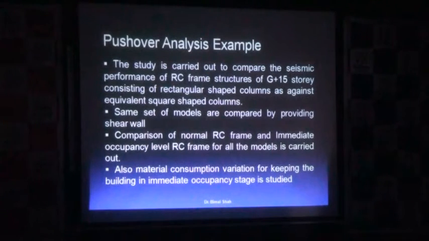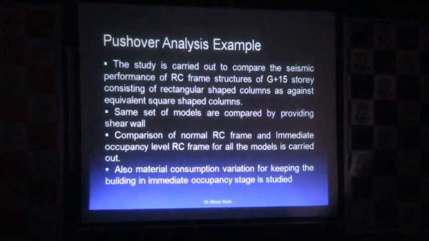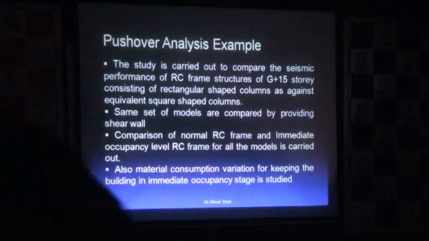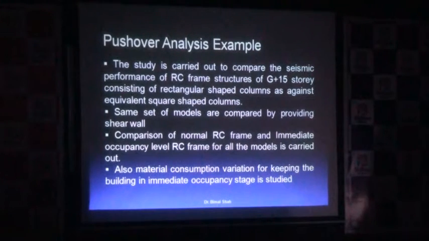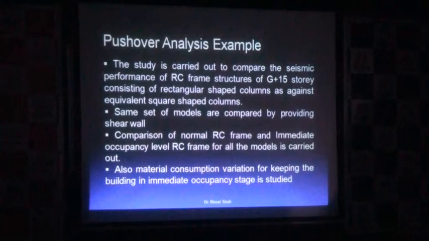It is a ground plus 15-story structure which we had taken up for study purposes. There were two models which were tested, one with shear walls, another without shear walls. And in one model, we used only rectangular columns, and in the other model we used equivalent square columns. That is, the square columns use the same material as the rectangular, but we wanted to compare the performance of the rectangular column versus the square column in this case.